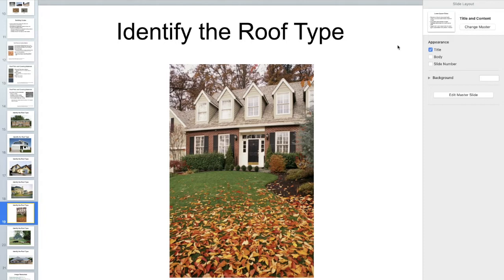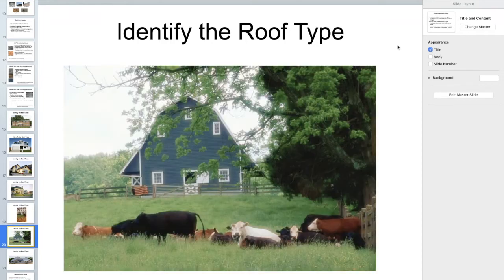This one, we see the dormer added. So what type of roof was it added with that dormer? And we also see the valley to the left side. So hopefully you're saying gable with dormer and really with a valley as well. What about this one? Very similar to the barn style. Everybody's saying gambrel.